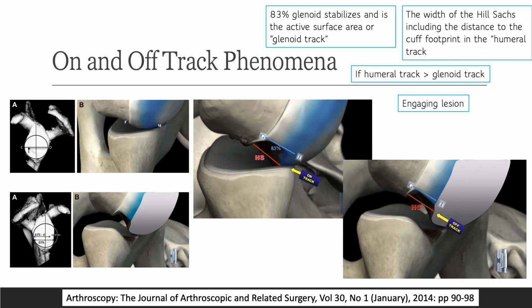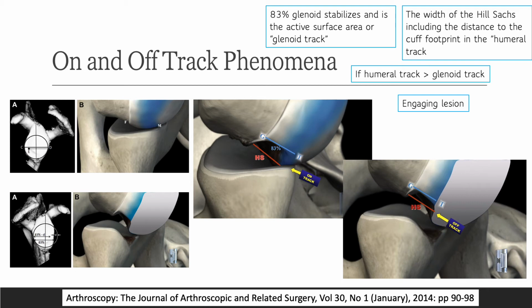So they did an interesting study, and they looked at very interesting dynamics of shoulder movement, and they figured out that essentially of the entire surface area of the glenoid, approximately 83% of that glenoid was the part that was articulating with the humeral head. So 83% of the glenoid articulates with the humeral head, and that is called the glenoid track.